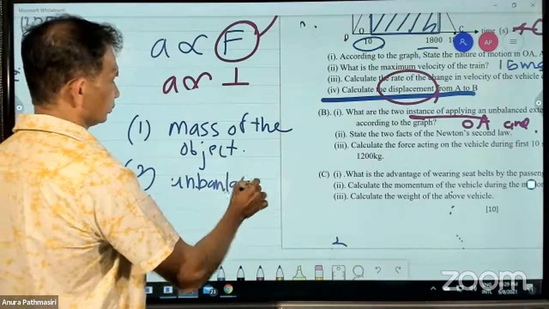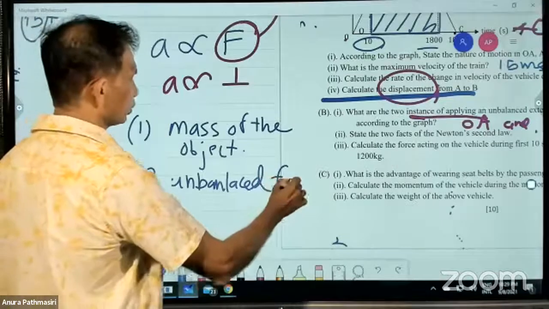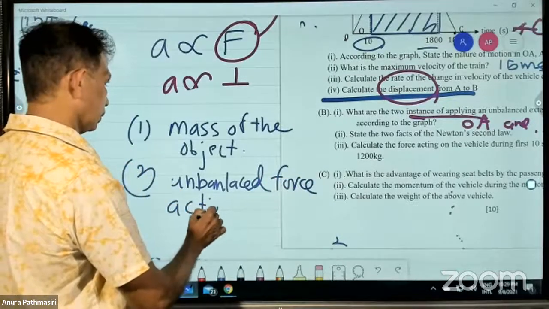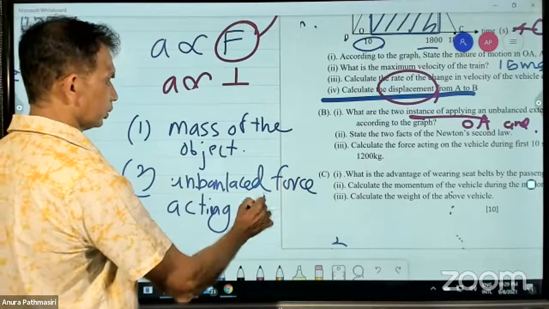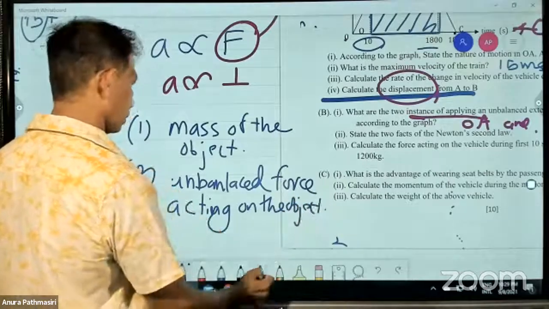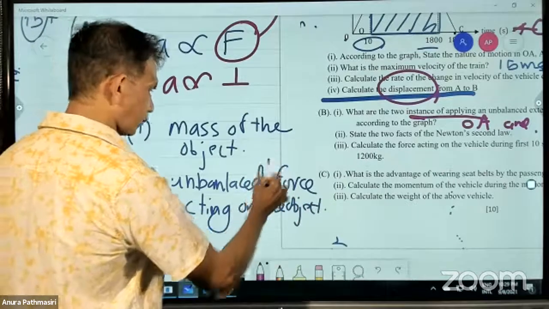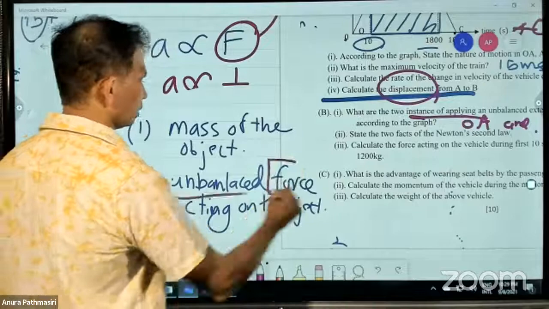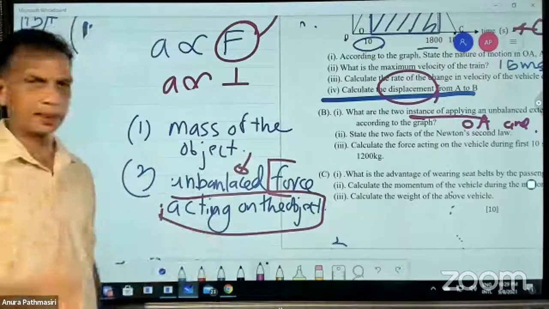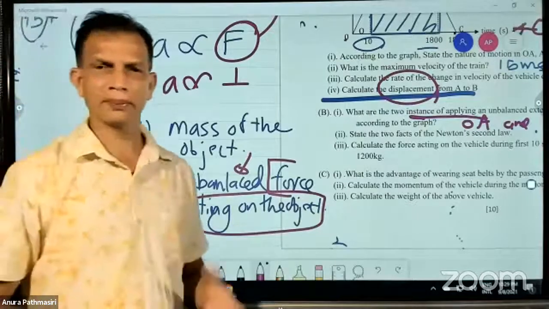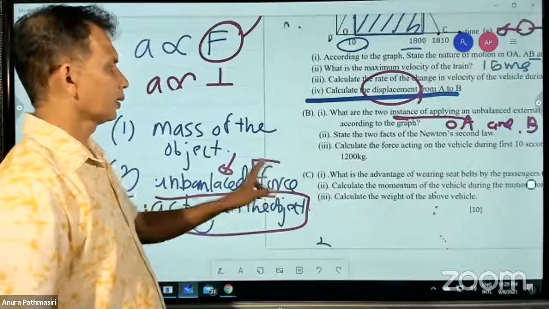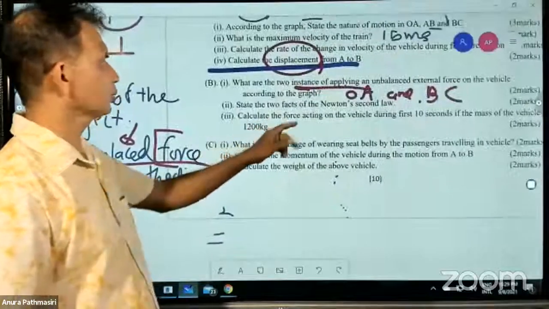And the second one, unbalanced force. If you say force acting on the object, the answer is wrong. If you say force acting on, it is not correct, because you have to mention unbalanced force. The word unbalanced should be referred to. Okay, to state the two factors.